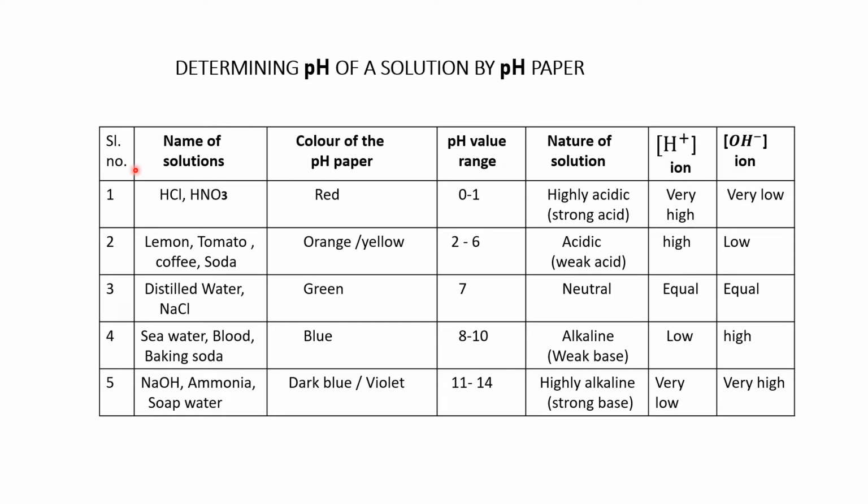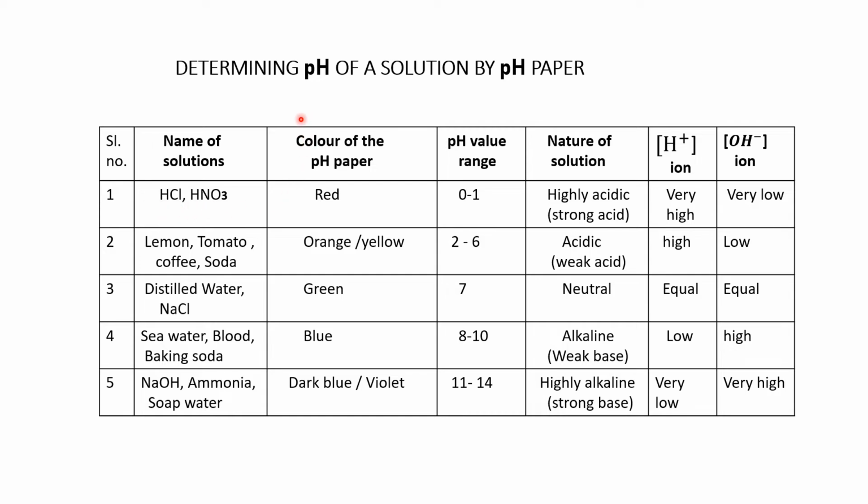Now see, here I have columns. In the first there is serial number, name of solution, color of the pH paper, pH range, nature of the solution, hydrogen ion concentration and OH ion concentration. So there I have taken a few examples, for example HCl and HNO3. These are the two acids.